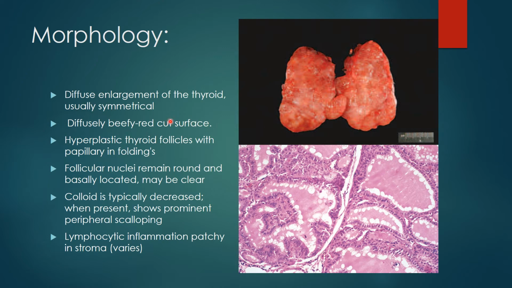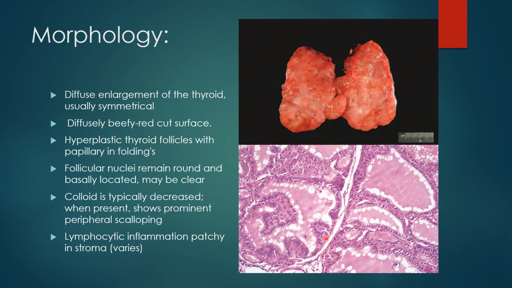Morphologically, the thyroid gland shows diffuse enlargement, usually symmetrical. You can see these are the two lobes of the thyroid gland. They are diffusely enlarged. On sectioning, they will show a beefy red cut surface, and this will show hyperplastic thyroid follicles with papillary enfoldings. I have shown you in the previous slide the thyroid follicles have a single lining of cuboidal cells, wherein here you can see the hyperplasia of the thyroid cells.